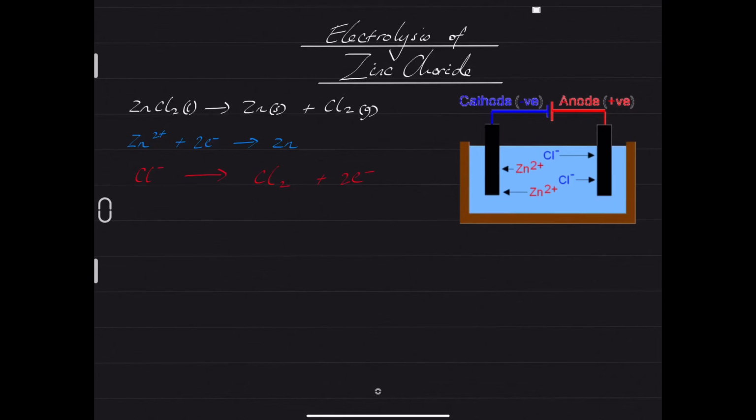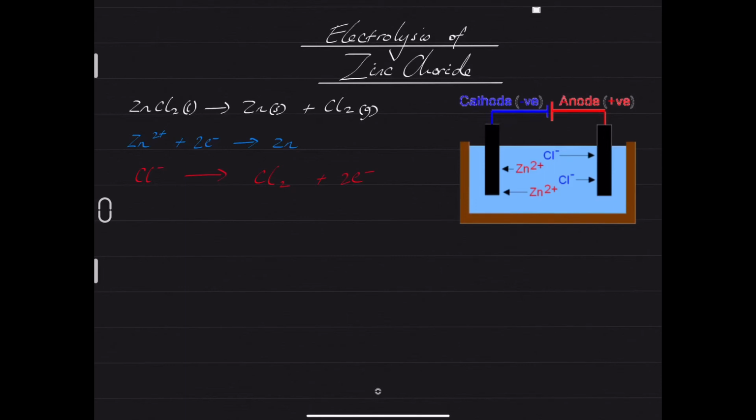So just pause the video here, quickly write down the full equation, the ionic half equation for zinc, and then write the ionic half equation for chlorine, the formation of chlorine gas, but I want you to balance it because this equation is not balanced. So could you just balance this equation? Pause the video and balance the ionic half equation for chlorine.